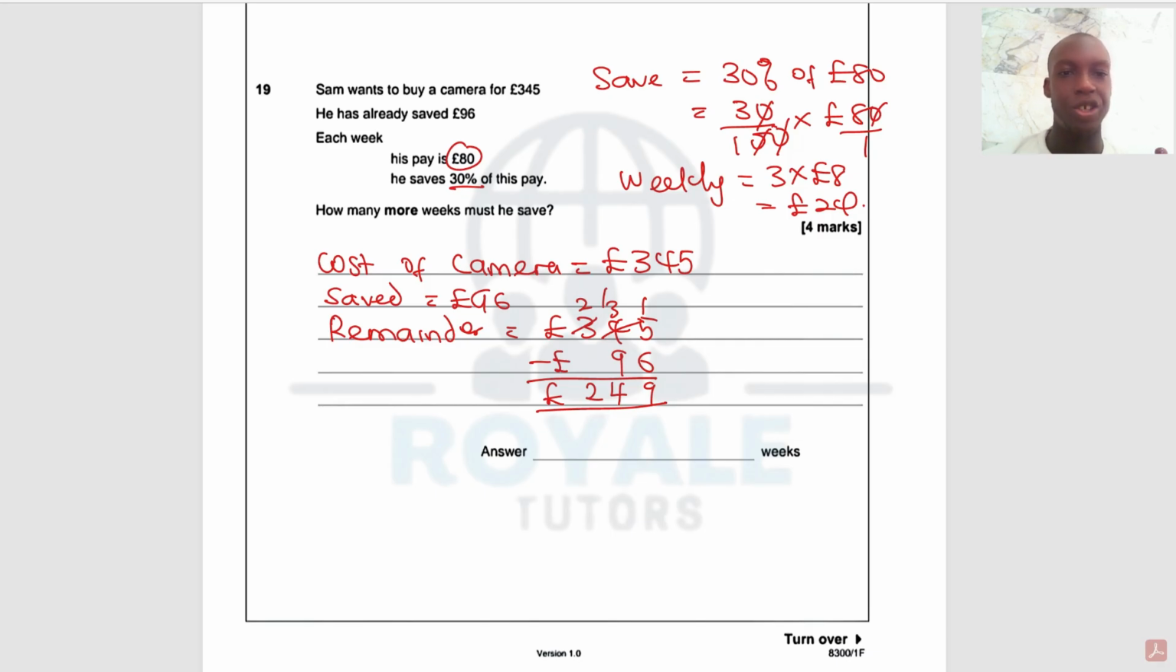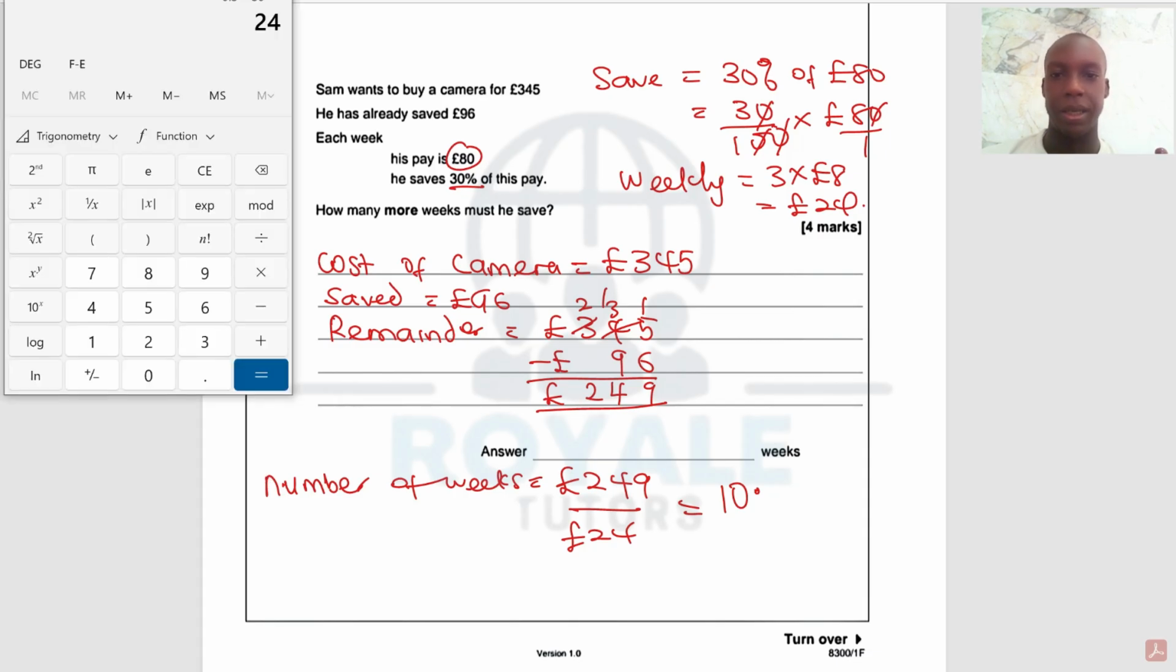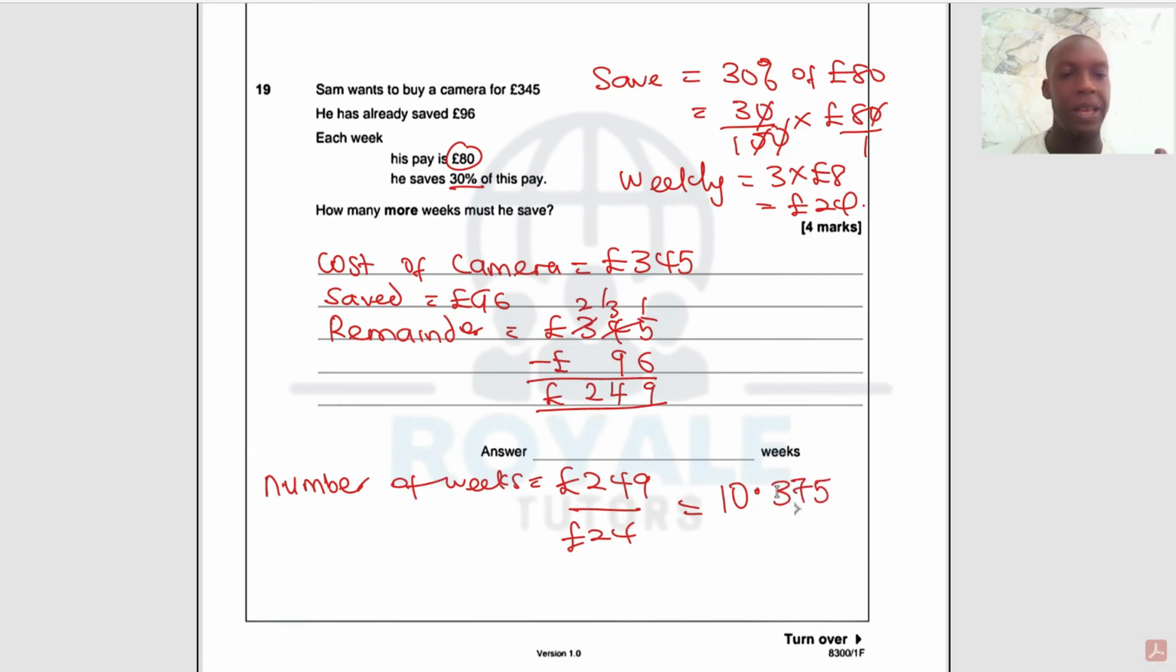So all we have to do now at this junction is, if he's saving £24 per week and he has to save £249, how many weeks? So the number of weeks is just going to be 249 divided by 24. And by the time we do that, we're going to have 10 point, that's 10.25 if I'm not mistaken. Let's check that on the calculator. 249 divided by 24. So that's 10.375. Okay, 375. So how many weeks?